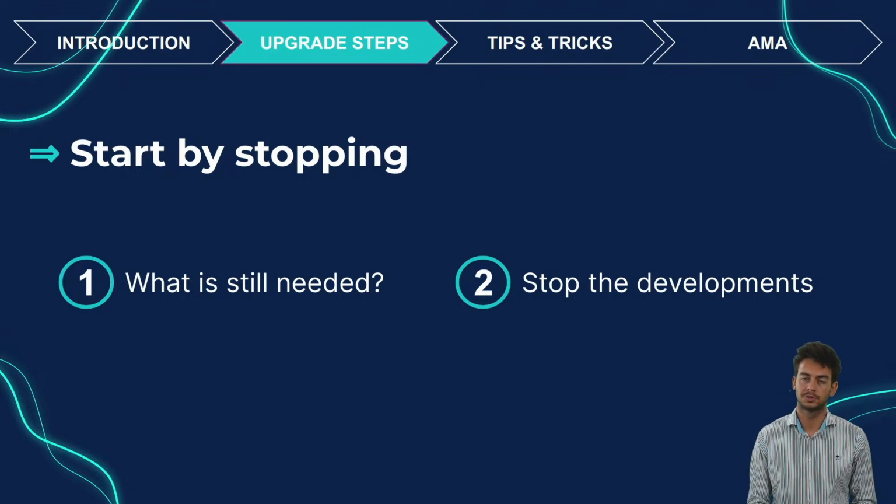You also want to stop the developments before starting the upgrade because otherwise you will have to do the job twice. If you work on an old branch in an old version and you put new features there, when you are going to upgrade your database, you are going to have to upgrade those features in the new version. So if you want to avoid doing the job twice, you should stop the development.